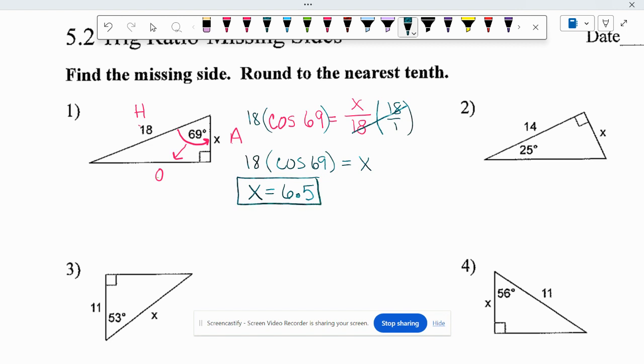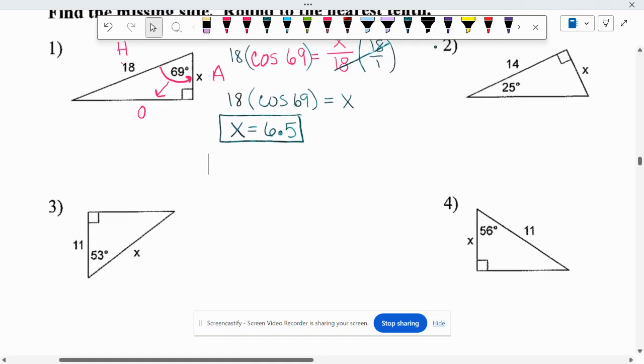If you got 17 something, you're not in degrees. You are still in radians. You got to be in degrees. And you'll know, because if you're not in degrees, sometimes you'll get negative measures, and we know that we can't have a negative side measure.